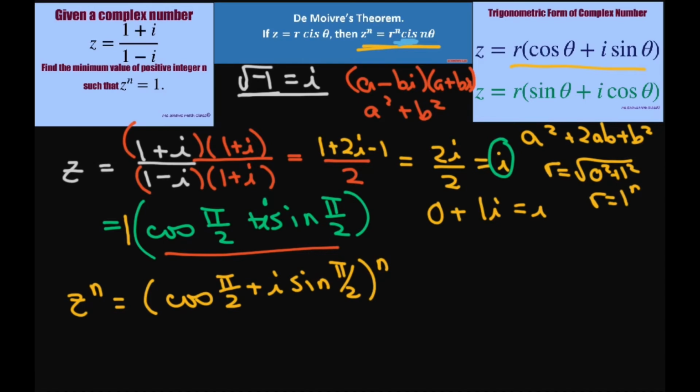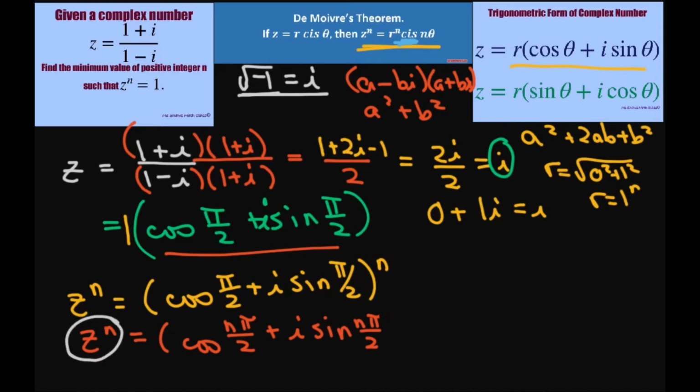Okay, now let's go ahead and finish this off. This is going to be c to the power of n equals cosine of n times pi divided by 2 plus i times sine of n pi divided by 2. All right, now looking at that, this is going to equal 1 because it's given that this equals 1. That means this is 1 plus 0i.